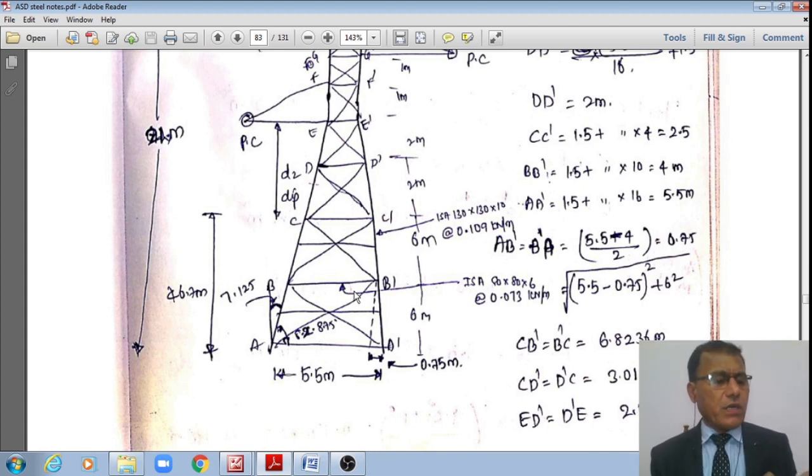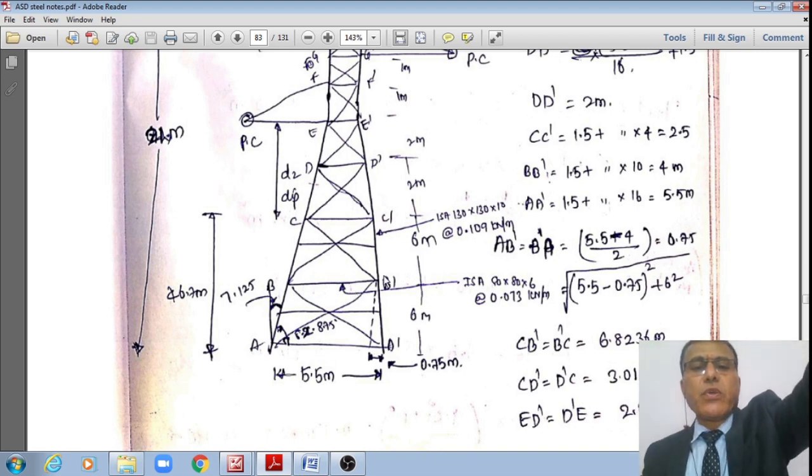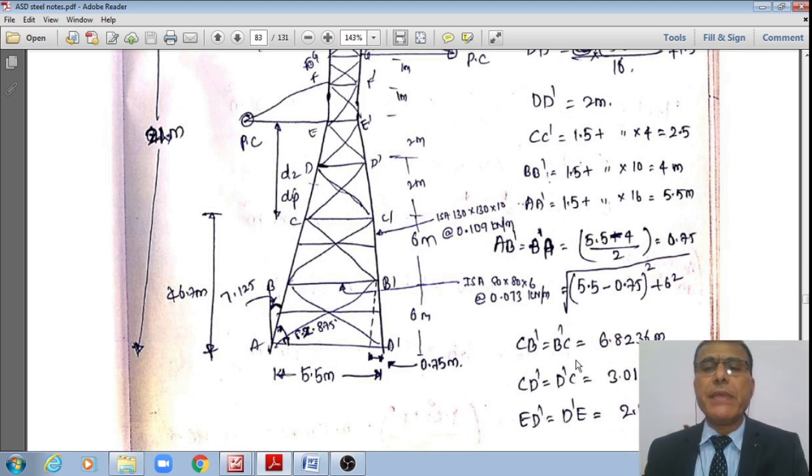Therefore that is how the square root of 4.75 whole square plus 6 meter whole square now works out to 7.6526 meters, which is equal to AB prime, or A prime B. This value is equal to 7.625. I think now we can calculate what is BC prime or CB prime.